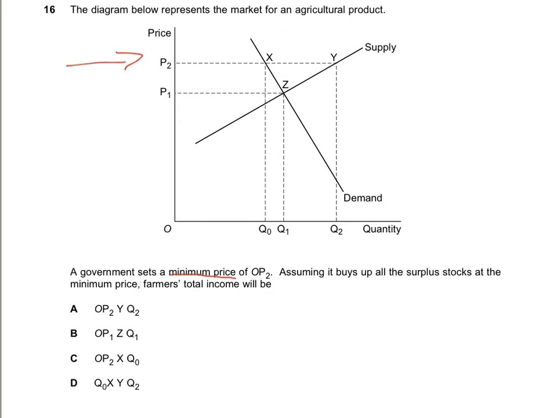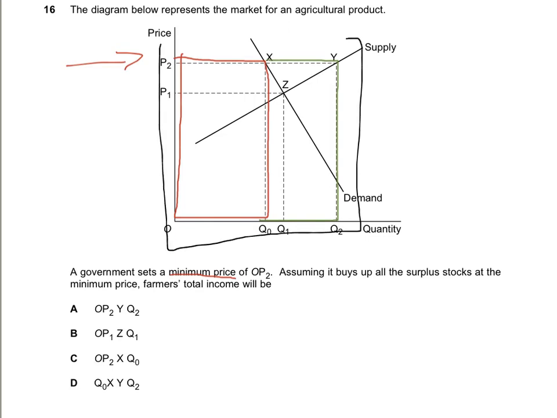So now the farmer is receiving, in terms of what's sold in the market, you can imagine this area of revenue, so the red box, but given the government support they're also going to receive a subsidy, so the government's going to buy all the surplus, which includes now the green area. So the answer to question 16 is A. It's the outer area, the whole of the revenue box, which is price times quantity.